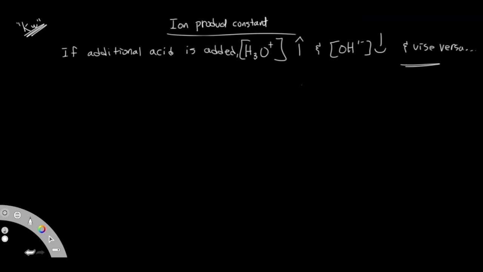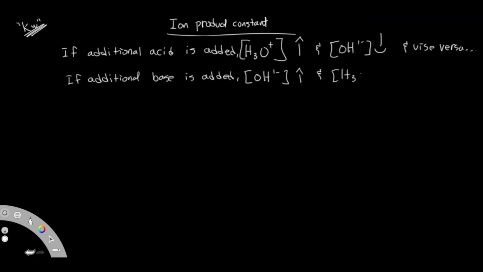What do I mean by that? If additional base is added, the concentration of the hydroxide ions would increase, and of course the concentration of our hydronium ion would then decrease.